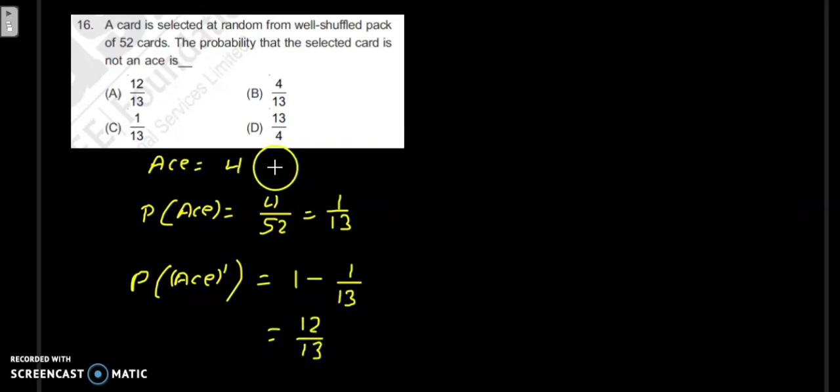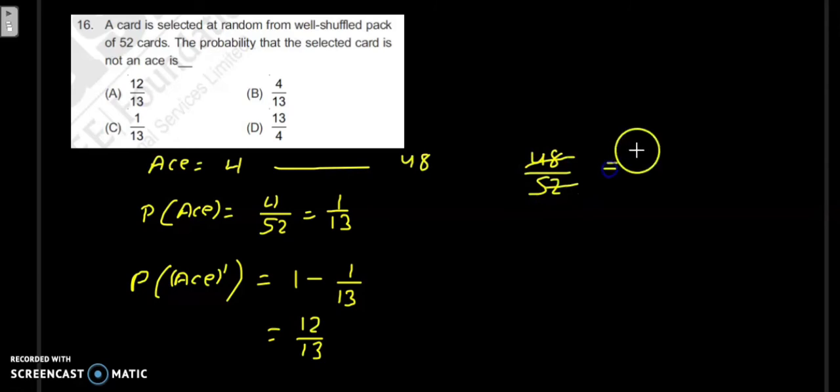Or directly you can say, if 4 cards are aces, then 48 cards are not aces, so 48 upon 52 you can write down, or you can cancel out by 4. It will be 12 by 13, that is your answer.